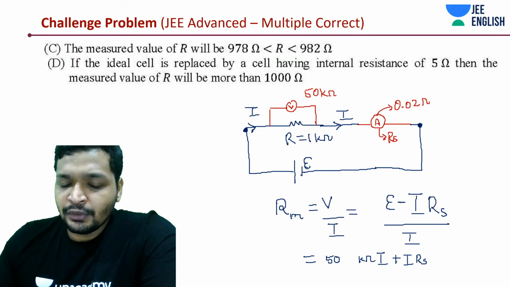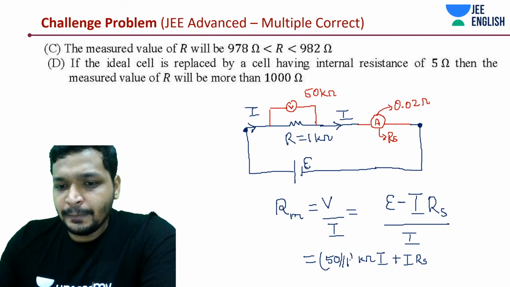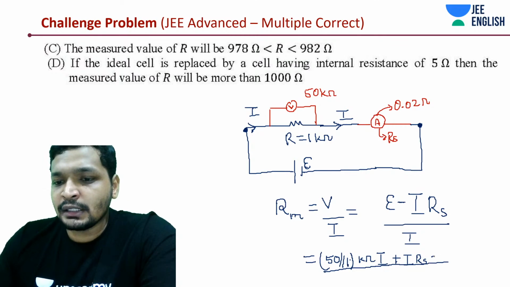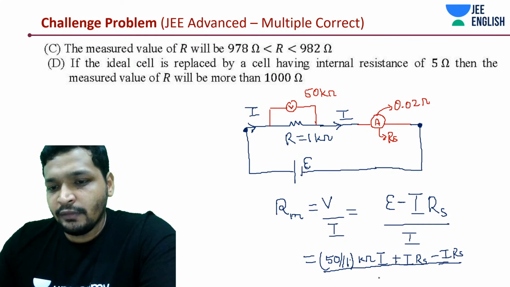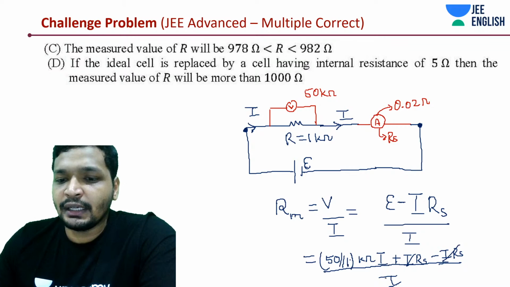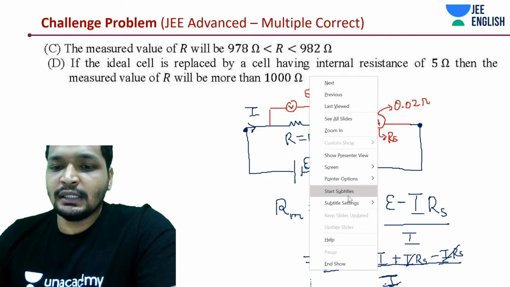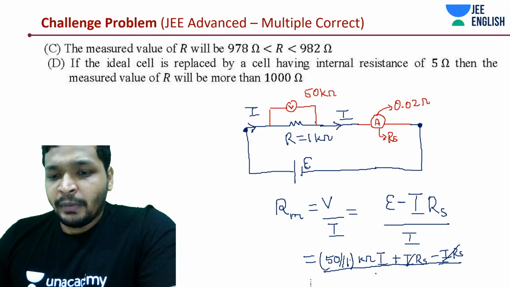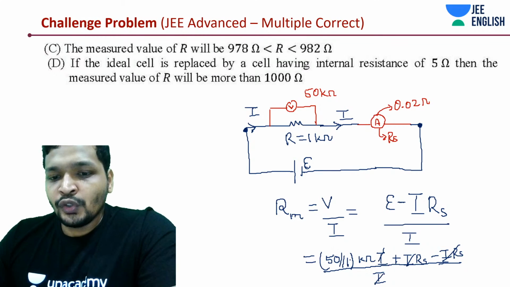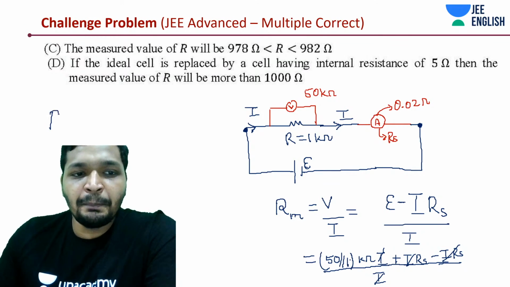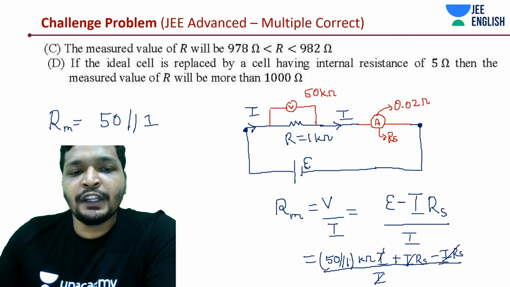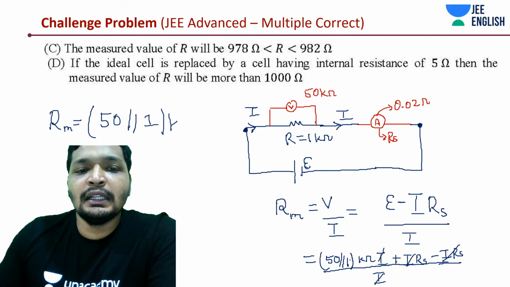So 50 kilo ohms, 50,000 is what we had. So it's basically 50 kilo ohms and 1 kilo ohm in parallel into I divided by, again, I into RS divided by I. So the IRS would get cancelled out. And once you cancel out that thing, this would be divided by I itself. So your measured value is only dependent upon the voltmeter, which is basically 50 kilo ohm and 1 kilo ohm in parallel.